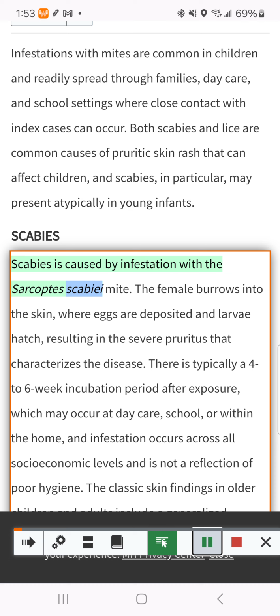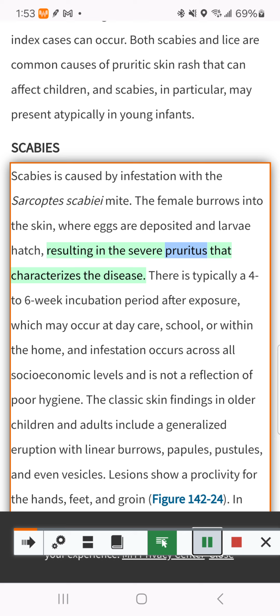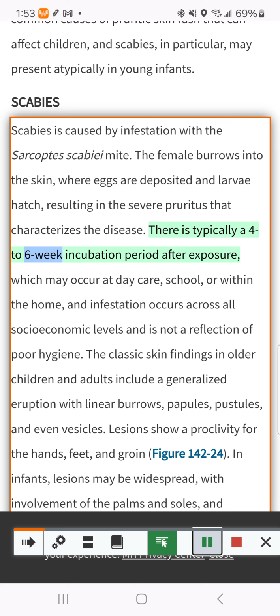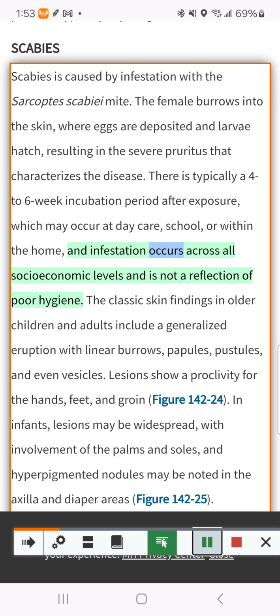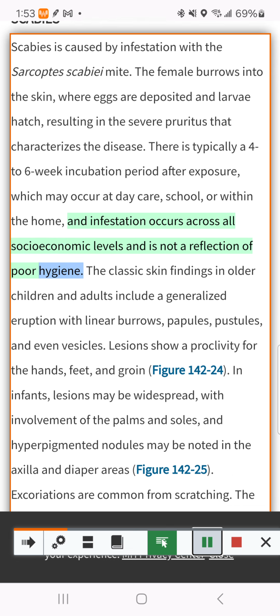Scabies is caused by infestation with the Sarcoptes scabiei mite. The female burrows into the skin, where eggs are deposited and larvae hatch, resulting in the severe pruritus that characterizes the disease. There is typically a 4 to 6 week incubation period after exposure, which may occur at daycare, school, or within the home, and infestation occurs across all socioeconomic levels and is not a reflection of poor hygiene.